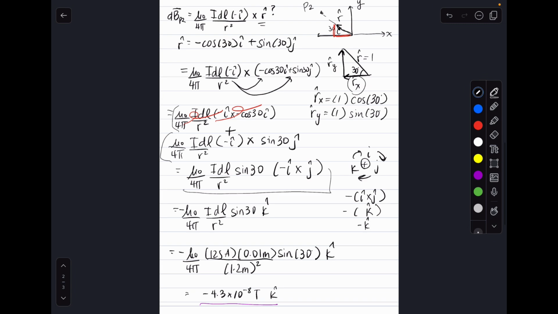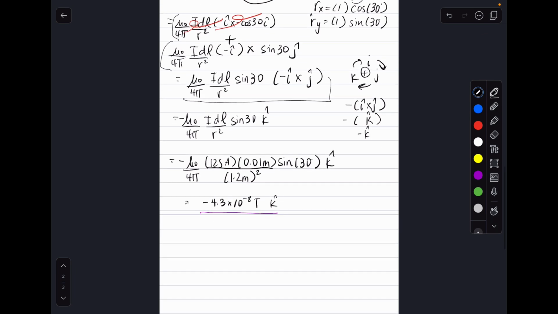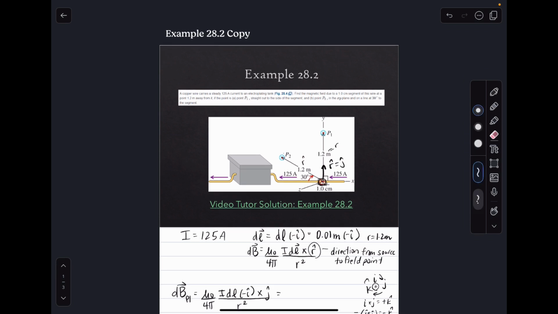So that's a small field, right? 10 to the minus 8 Tesla, that's really small. 125 amps, that's a lot of amps. So just being 1.2 meters away from a wire carrying 125 amps of current, you really don't feel much of a magnetic field due to that. Okay, and that's kind of real life values here.